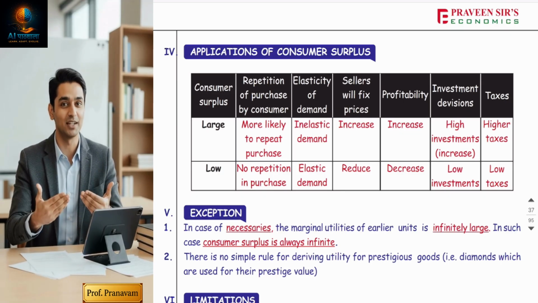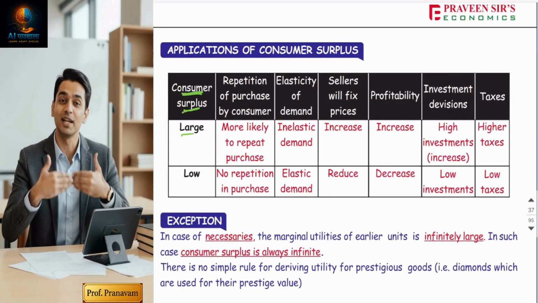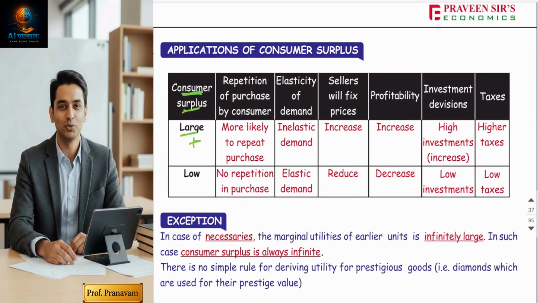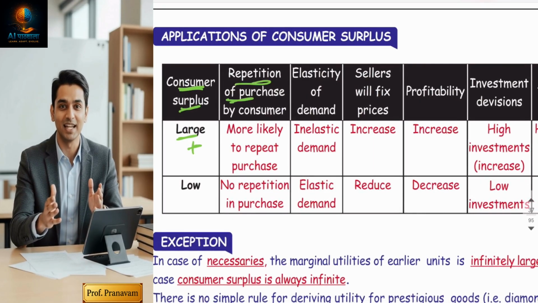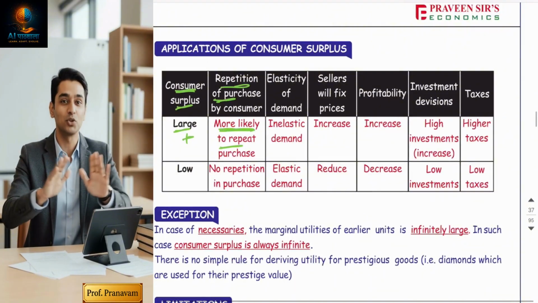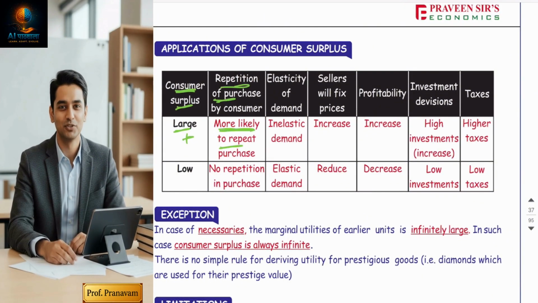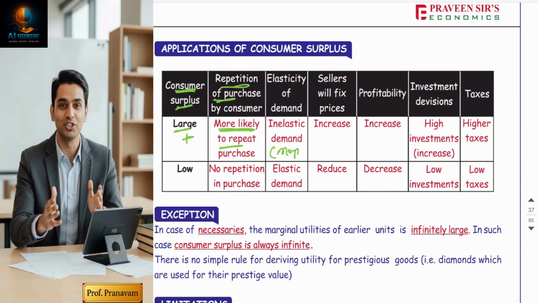So they are going to make the improvements. So let's see. When consumer surplus is large, there is repetition of purchase. The consumer keeps on buying the same product again and again, and because of this, customer loyalty will increase, and the seller will enjoy monopoly.